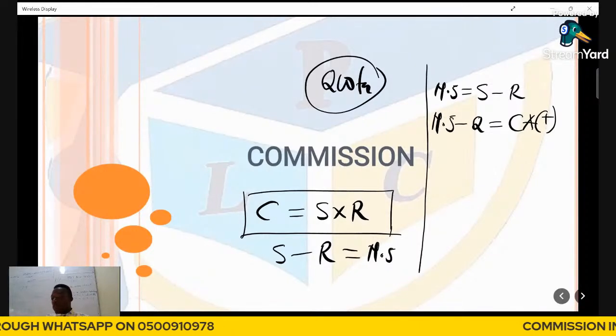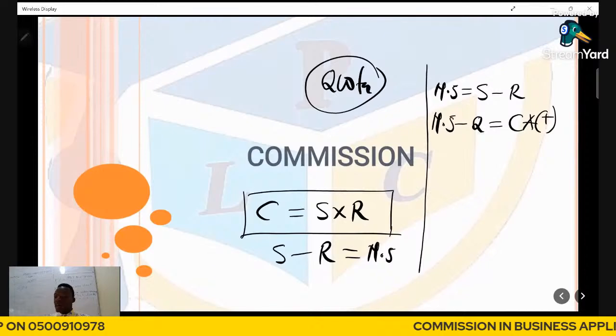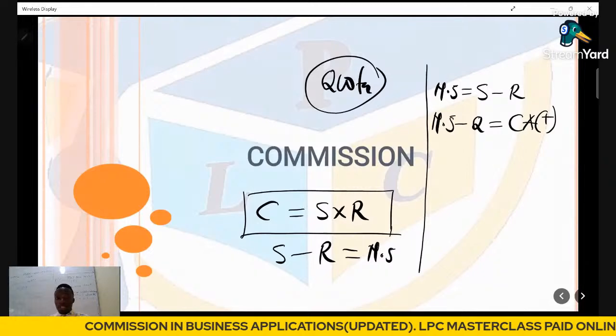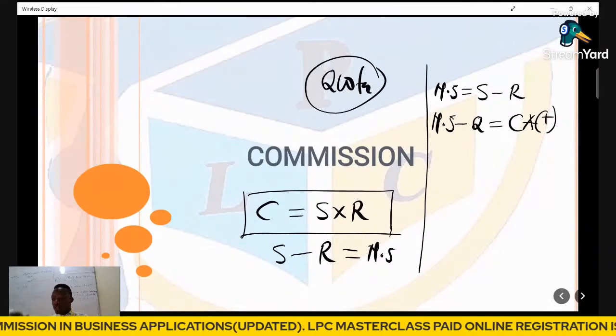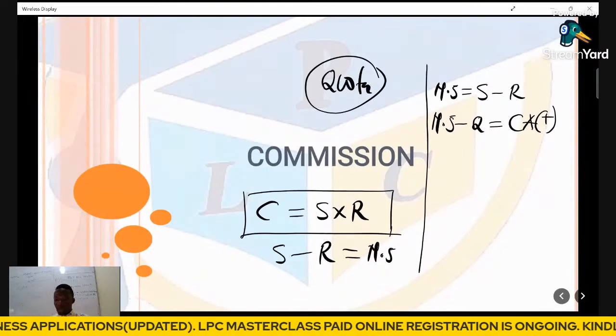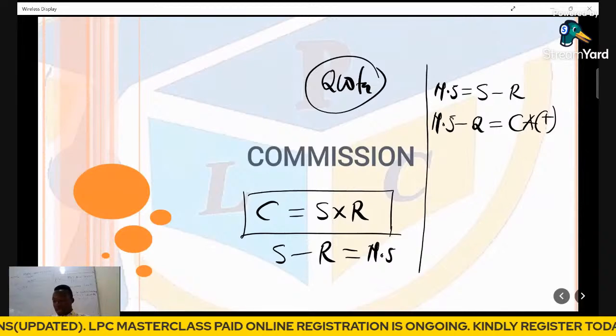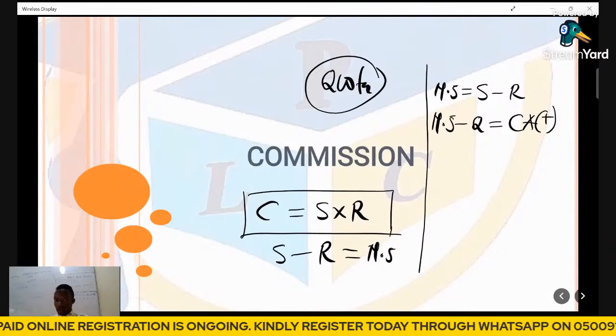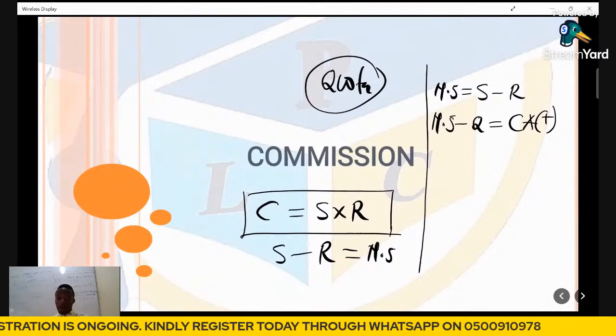And as I said, commission amount should always be a positive value. In a situation where you subtract the quota from the net sales but you get a negative value, then there is no commission, because commission amount shouldn't be negative but should be positive. So where the quota is greater than the net sales, commission is zero. Is that okay? So we don't take that into consideration.